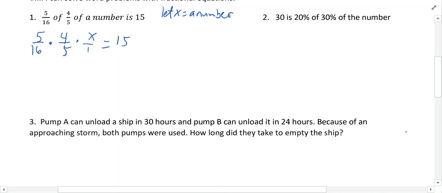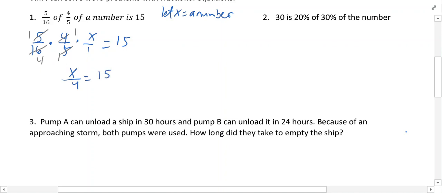Then we're going to cross simplify. We can simplify the 5 and the 5, those would both turn into 1. And the 4 and 16, you can take a 4 out of both of them. So this would turn into a 1, and here I'd have a 4. Now that I've simplified, I can multiply my numerators. 1 times 1 times x gives me x. On the denominator, 4 times 1 times 1 gives me 4. And it's equal to 15.